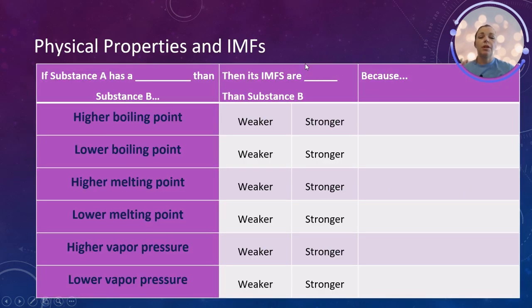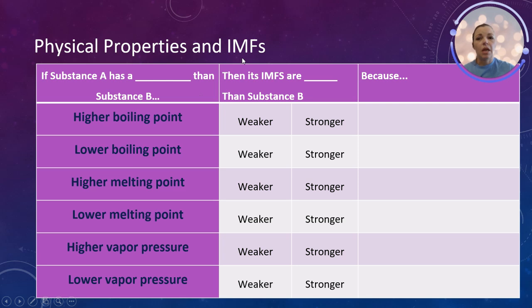So we're going to think about physical properties for a few minutes and how the IMFs impact those. What I want you to think about here is: if substance A has a property that is in this column relative to that of substance B, then the IMFs of substance A are what relative to substance B, weaker or stronger? This is a choice here, and then we're going to talk about the reasoning of that.